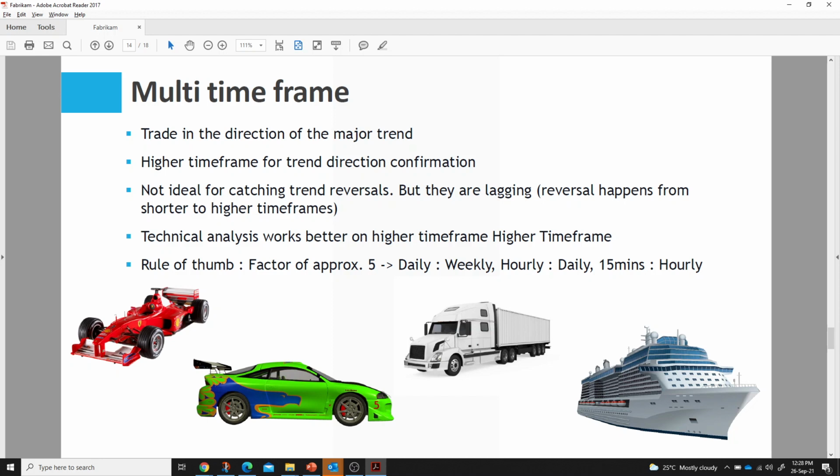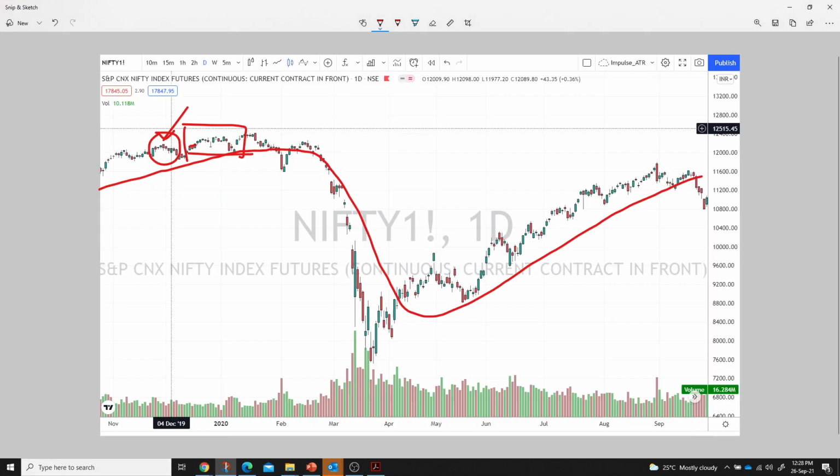If you're not aligning or trading in the direction of the trend, then the probability of making money is low. Why? Because most of the price action in an established trend are retracements and then continuation. So you'll see a retracement pattern. Let's say this is my trend, you will see price retrace and then go up, retrace, go up.